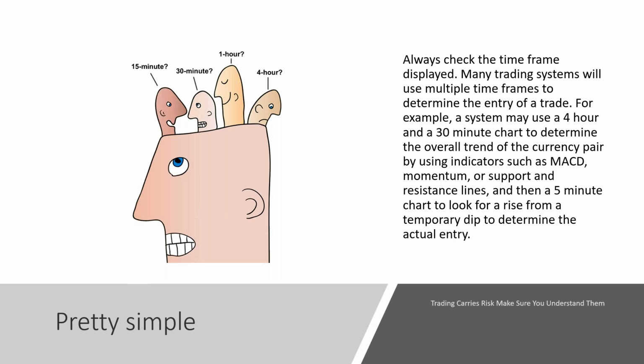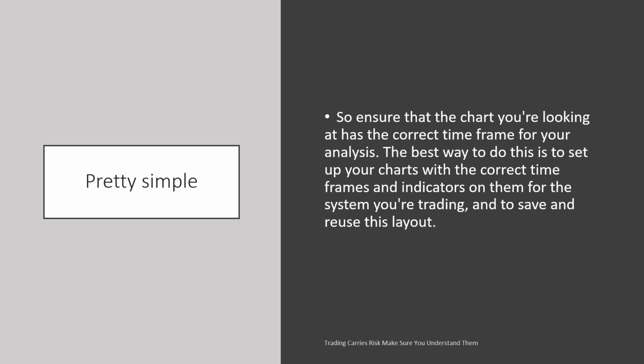For example, a system may use a 4-hour and a 30-minute chart to determine the overall trend of a currency pair, by using indicators such as MACD and momentum and support and resistance lines, and then a 5-minute chart to look for a rise from a temporary dip to determine the actual entry point.